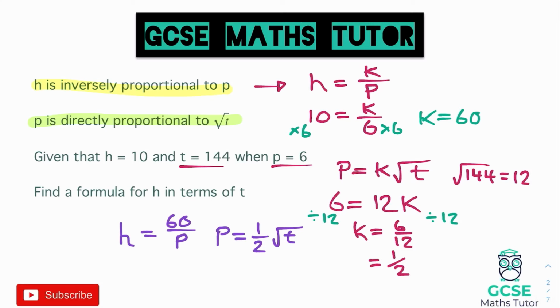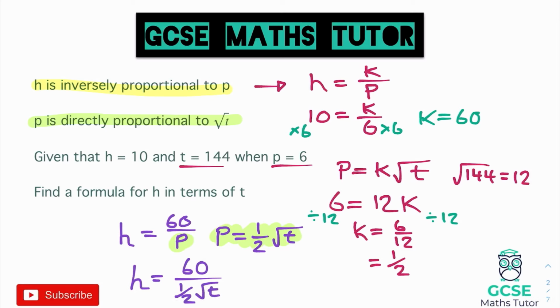Now we can look at this last line. Now it says here, find a formula for h in terms of t, which means we want it to say h equals, and the only letter we're allowed it to be in that after the equals part is t's, and that would be in terms of t. So we've got our formula here, which is p equals 1/2 root t, and p is also on the bottom of this little formula here. So what we're going to do is we're just going to replace the p with what p is equal to, and p is equal to 1/2 root t. So let's put that in there. So we've got h equals 60 over 1/2 root t.